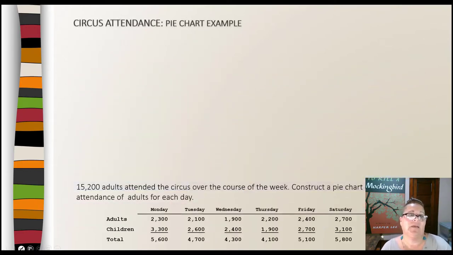So here we're going to do a pie chart example. We're going to use 15,200 adults, which is our total, who attended the circus over the course of the week. We're going to construct a pie chart of the percent attendance of adults each day. So what percent of the 15,200 attended on Monday? What percent attended on Tuesday? What percent on Wednesday? Etc., etc.